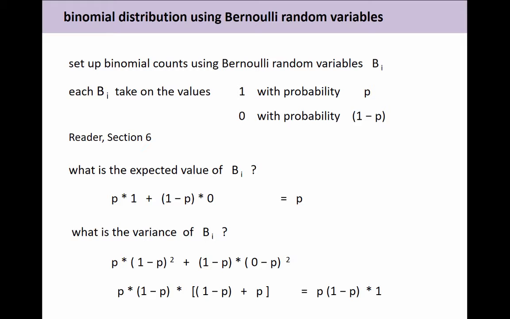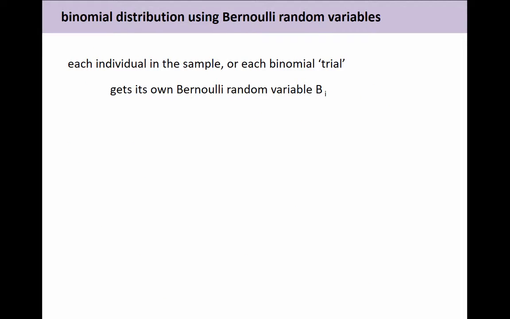Well, so what? What are we going to do with these strange random variables that take on the values 1 and 0? Well, to set up the binomial distribution, each individual in the sample, or each binomial trial in the jargon you'll see used often, gets its own Bernoulli random variable b sub i. The number of yes in our sample is just the sum of the b sub i's. We get a 1 every time it's a yes and a 0 every time it's a no.